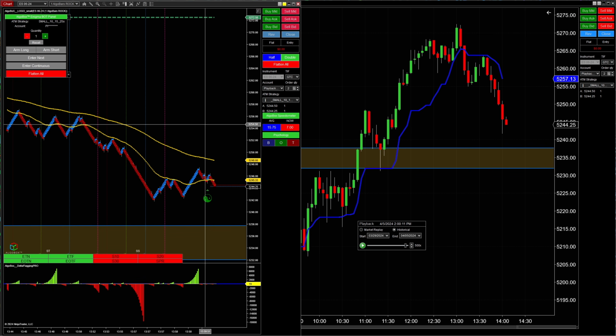This is going to be an Algo Box chart. This is what I use for my entries. I use volume profile for the majority of my analysis and targets and ideas, but for my pinpoint entries, I love to use Algo Box.